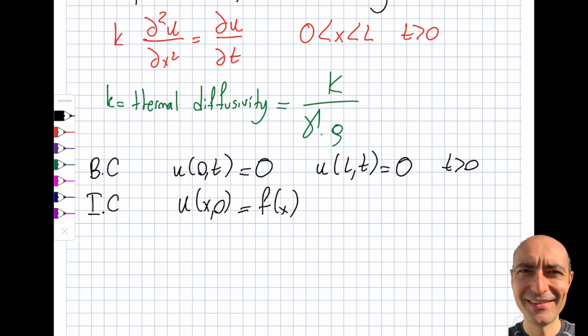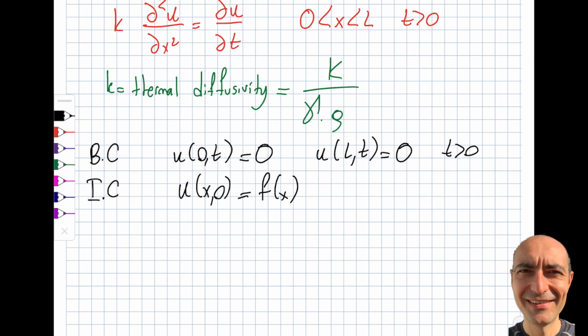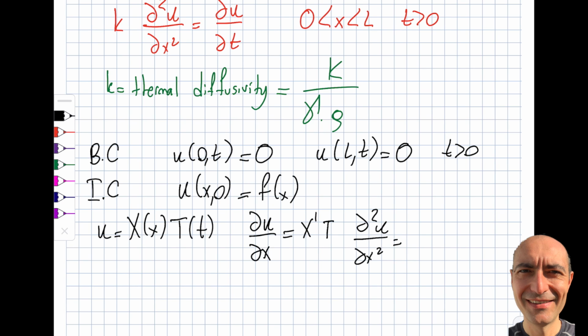Okay. So the approach will be very similar to what I covered before. We are going to do the separation of variables and do our best to solve this. And the separation of variables will look like this: u will be equal to X(x) T(t). That's what we did. So from here, you're going to get del u del x. T will be constant. You're going to get X prime T. And if I have the second order, which I need for this particular equation, I'm going to have X double prime T. I also need del u del t, and that will be X T prime this time around.